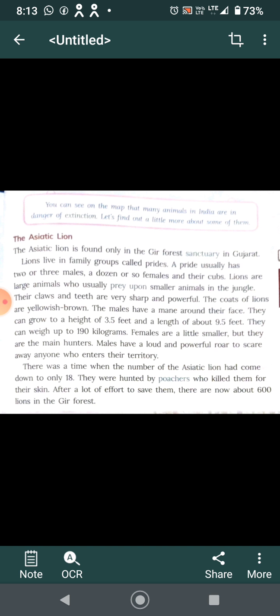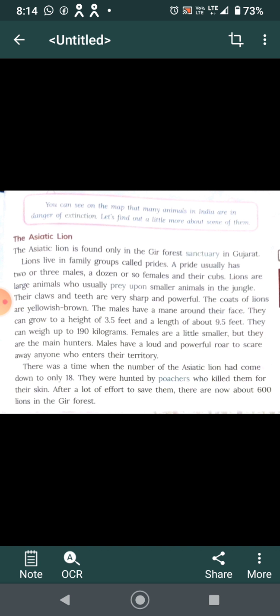The male have a mane around their face. They can grow to the height of 3.5 feet and length of about 9.5 feet. They can weigh up to 190 kilograms. Females are little smaller, but they are the main hunters. Means the females are the main hunters. Basically, they hunt for the children and male of the family. Males have a loud and powerful roar to scare away anyone who enters their territory. Territory means their area, their boundary where they live.